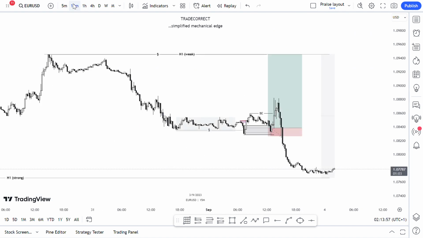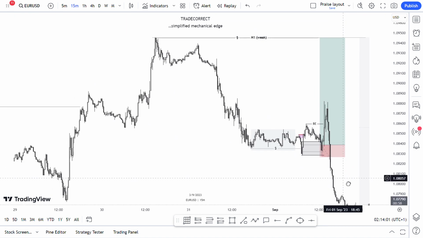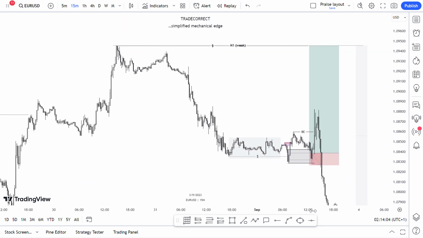But we know very well that the higher time frame is bearish. That's why I keep saying this thing. You need to know your higher time frame to avoid things like this.